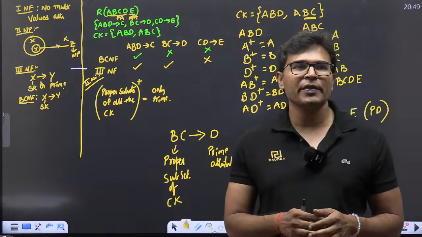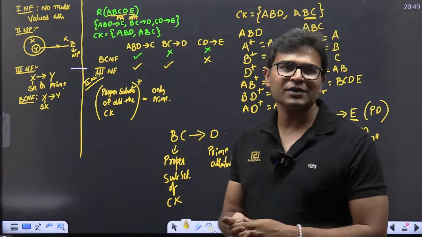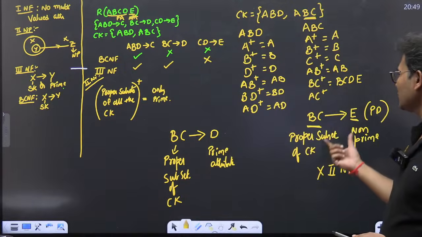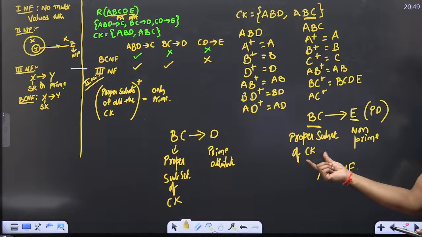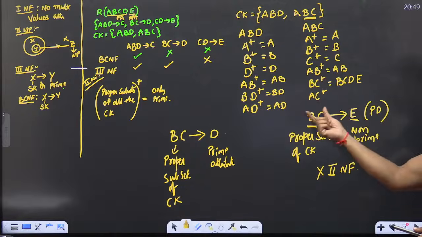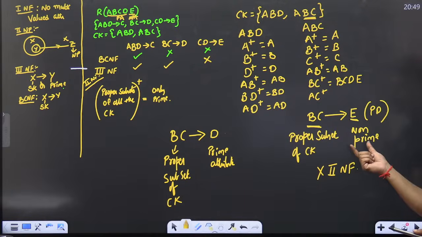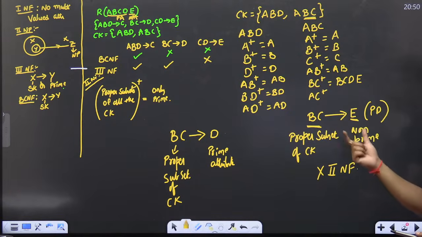No sir, 2NF? Check once again. It is not 2NF, Shruti. You have to do it like this. A proper subset of a candidate key is determining a non-prime attribute, which means it is a partial dependency. Now we have got a partial dependency in this particular table. That is why this is not in second normal form.